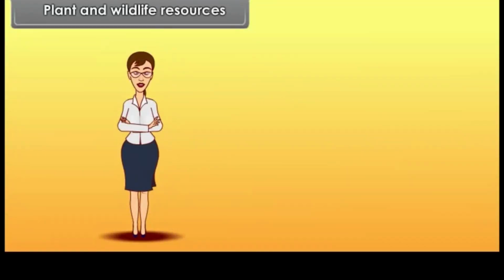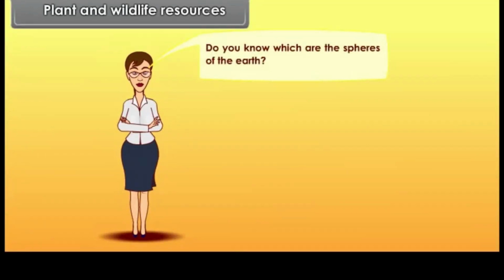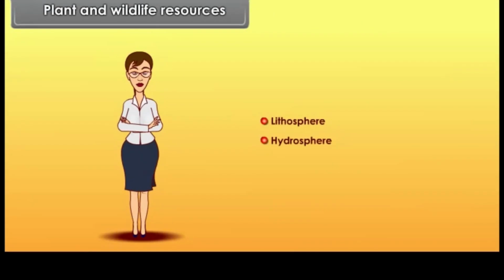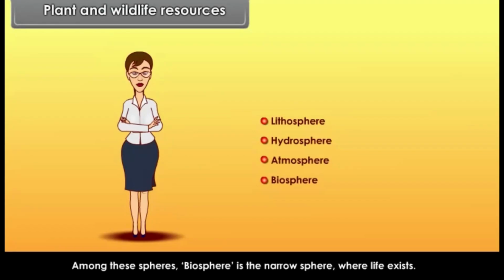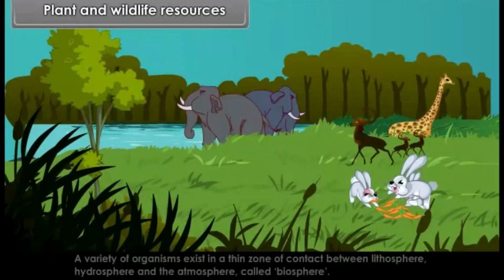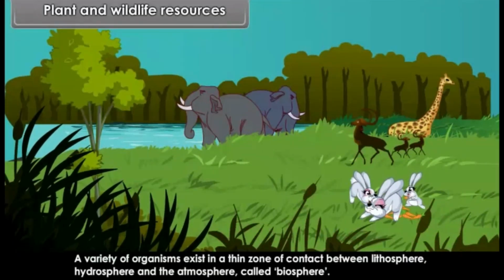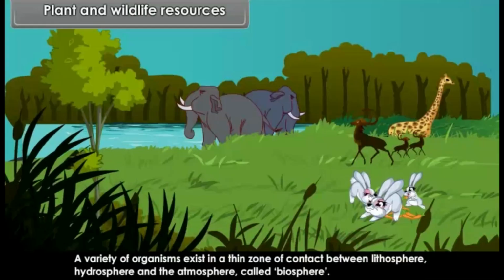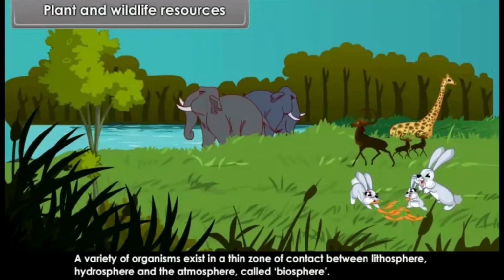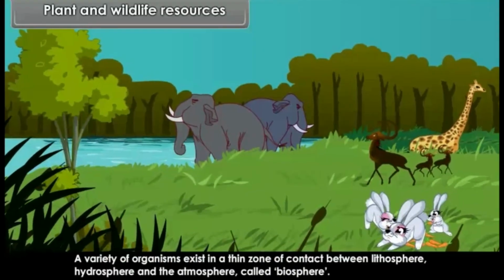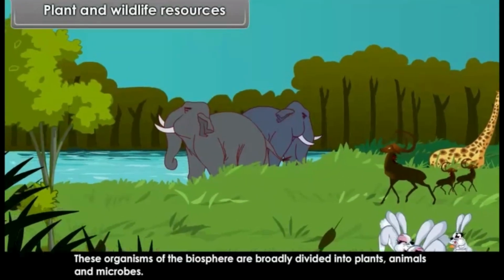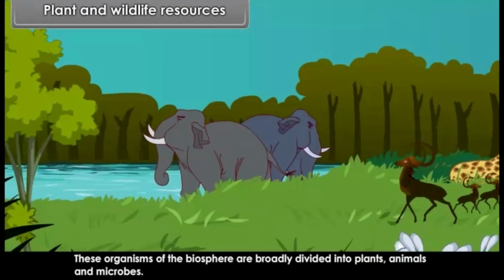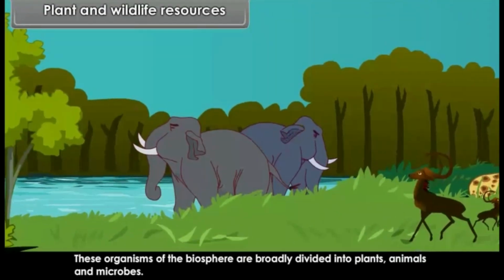Plant and wildlife resources. Do you know which are the spheres of the earth? Lithosphere, hydrosphere, atmosphere and biosphere. Among these spheres, biosphere is the narrow sphere where life exists. A variety of organisms exist in a thin zone of contact between lithosphere, hydrosphere and the atmosphere called biosphere.